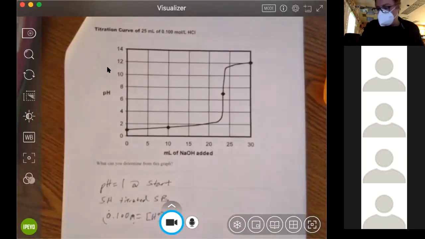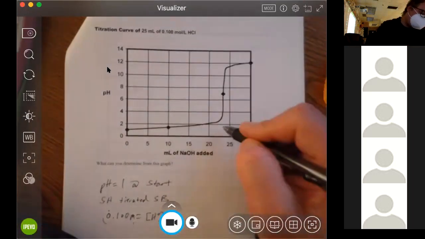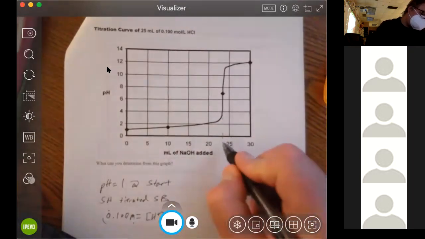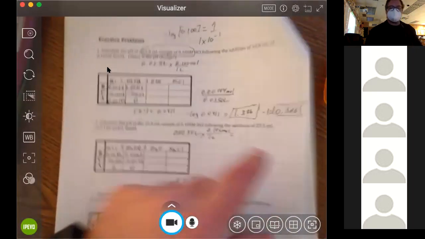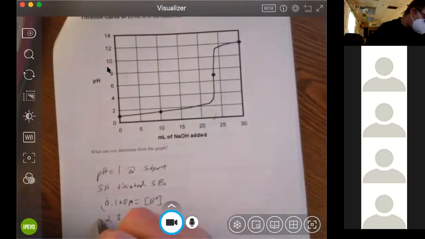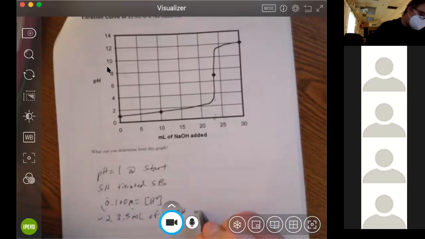Where is the equivalence point? At about 23 milliliters of NaOH added. Okay, very good. So about 23. And I think we said 23.5 was the math that we calculated. But reading the graph, 23 milliliters of base was required to reach equivalence.